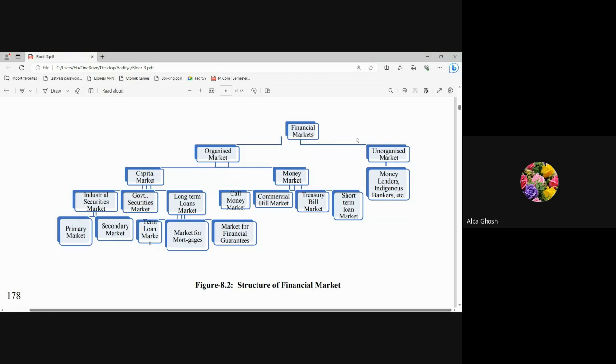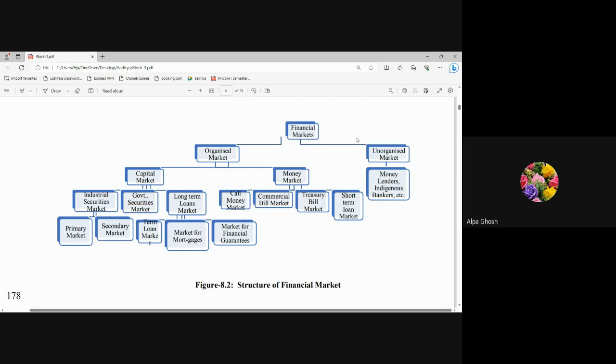Am I clear? Coming to unorganized market, what happens in unorganized market? We do not have any proper guidelines, any proper policies. So anyone can influence such markets. I will first go with unorganized market. In unorganized market, we have money lenders and indigenous bankers.